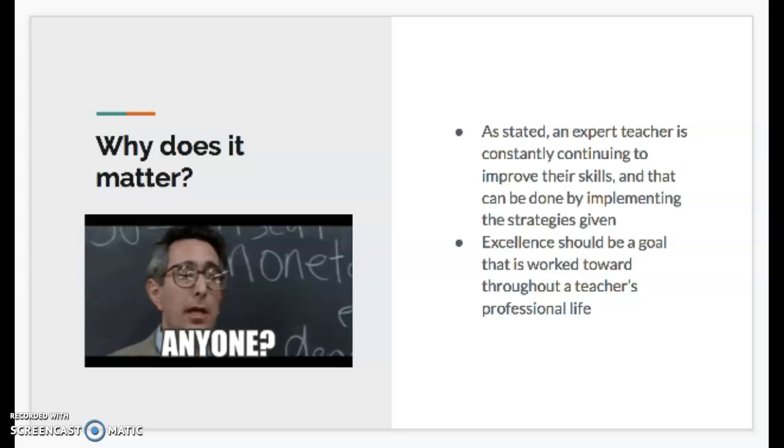So why does all of this matter? As stated, an expert teacher is constantly continuing to improve their skills, and that can be done by implementing the strategies given. Excellence is a goal that is worked toward throughout a teacher's professional life.